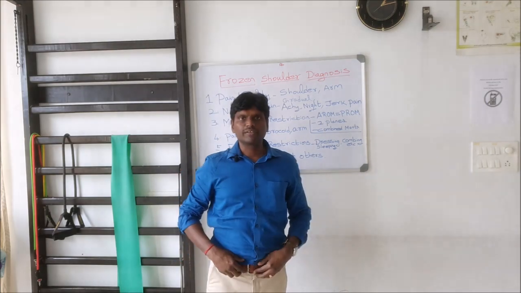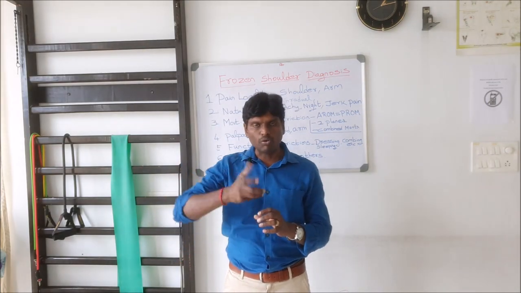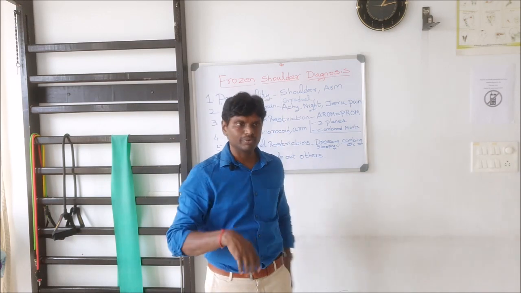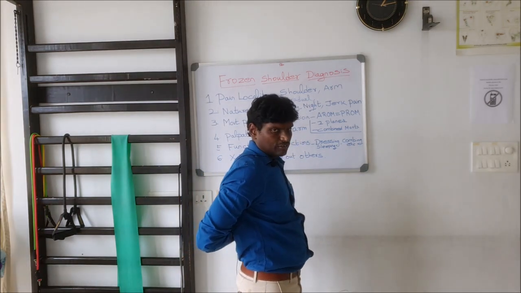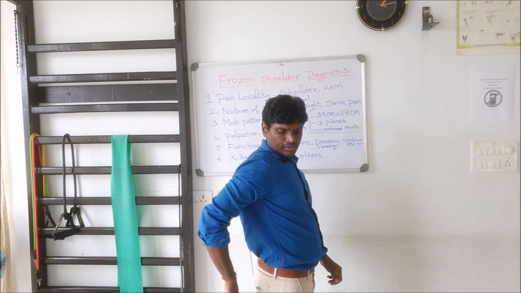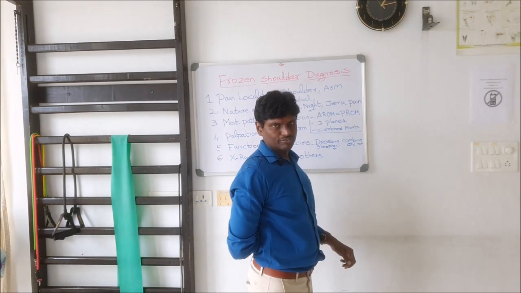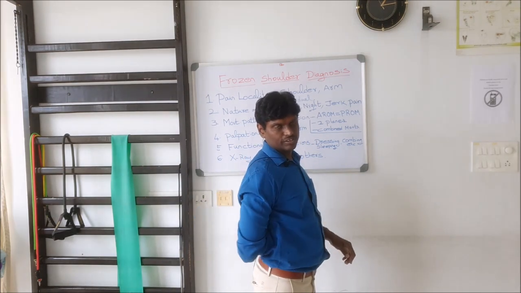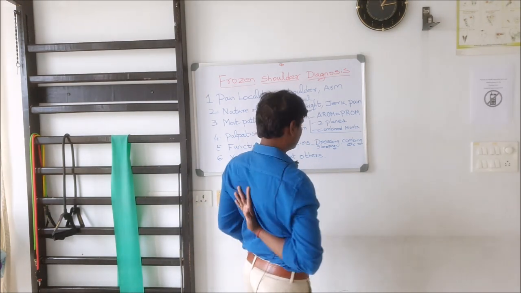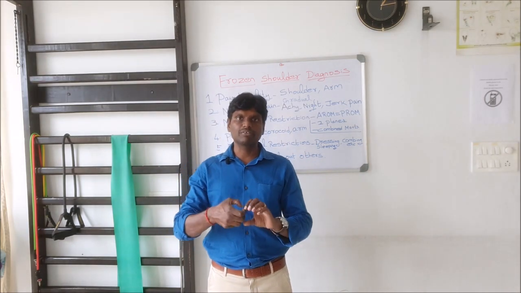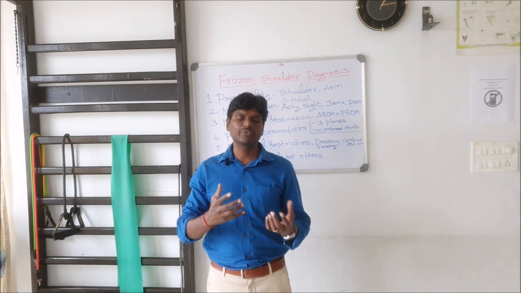Then the combined movements. The capsule will get more tightened if you combine movements using 2 planes. For example, in this position, the shoulder joint is causing extension, adduction and internal rotation. It's a combination of three movements here that causes this movement. So when you combine the planes, the capsule will get even tighter and then you get the pain.